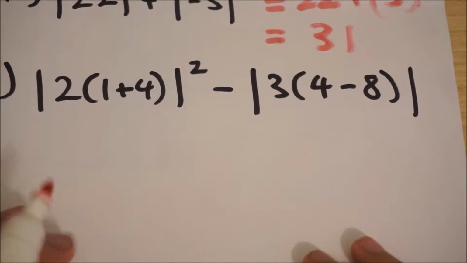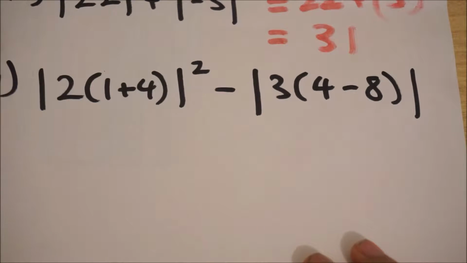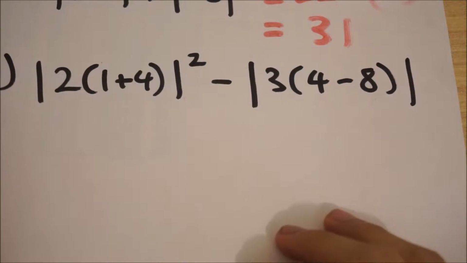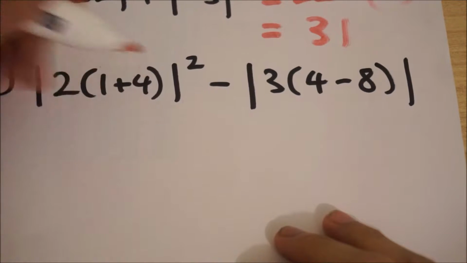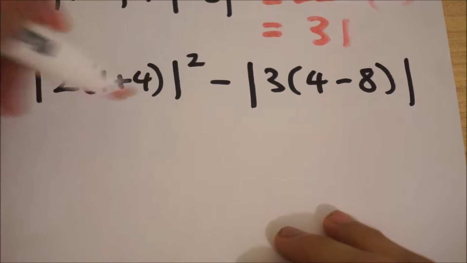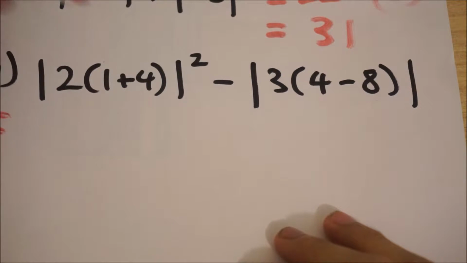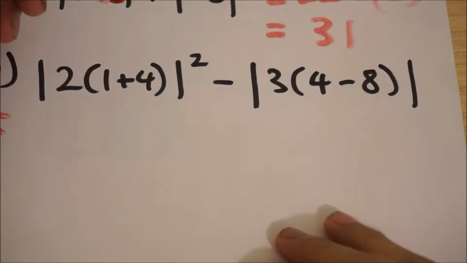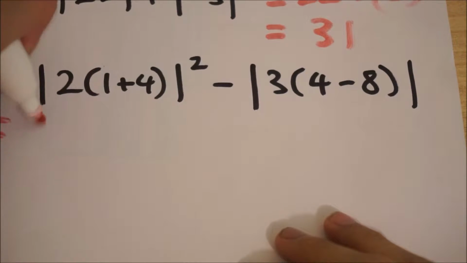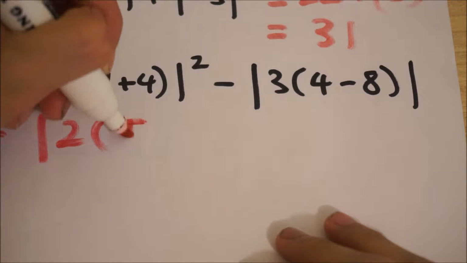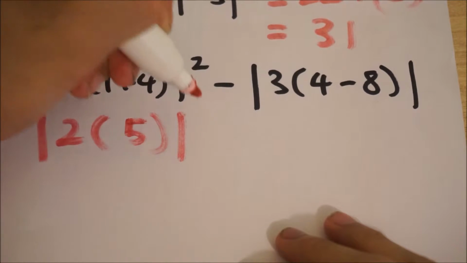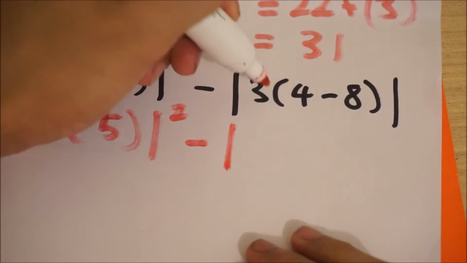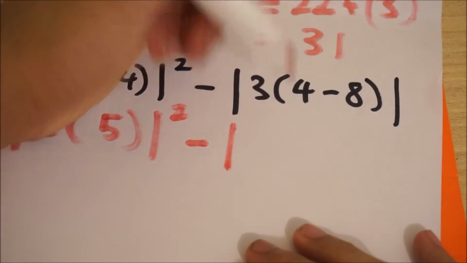We can even get some more complicated examples here. Still the same idea. I want to simplify everything inside the absolute value signs, and then I want to make sure that the result after I apply the absolute value is positive. So let's look at this one. I've got 2 multiplied by 1 plus 4. Remembering BODMAS, I want to do everything inside the brackets first. So 2 multiplied by 1 plus 4 is just 5. That's all squared. Minus 3 multiplied by 4 minus 8, which is minus 4.